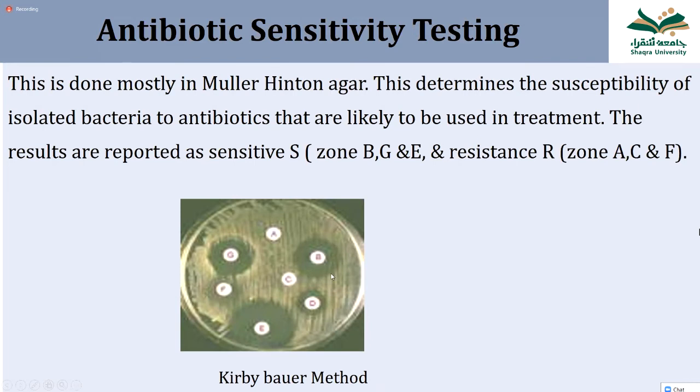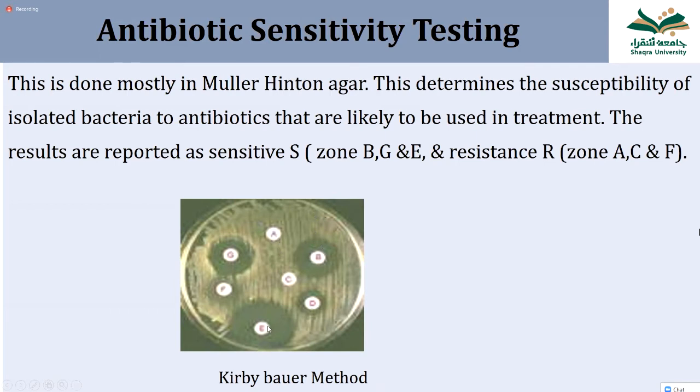And if you observe here, near some discs there is no growth, because in a circle the bacteria are not able to grow. Why? Because this antibiotic is killing the bacteria. So any bacteria on the plate near this antibiotic disc are killed. That is why in this area no bacteria are growing. This zone of no growth is known as the zone of inhibition.